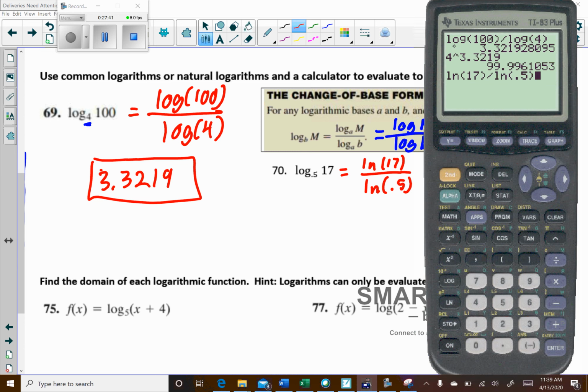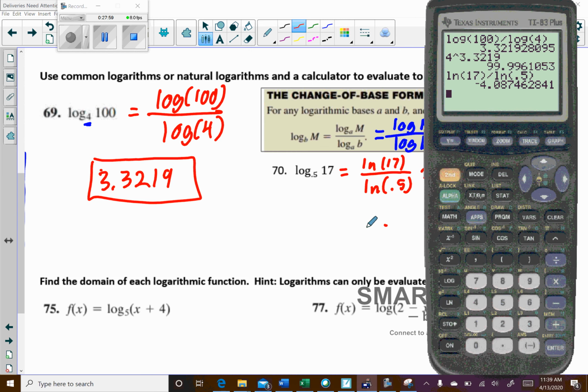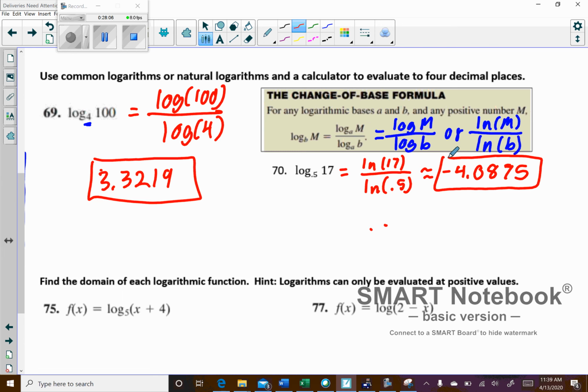So we get negative 4.0875. That'll round to a 5. So let's see. Approximately negative 4.0875. Okay. And so you might be like, wait a second, how did I get a negative result? You can get negative answers. It's just these can't be negative, okay? What your base or what you're evaluating can't be negative, okay? But your answers actually can be negative, okay?